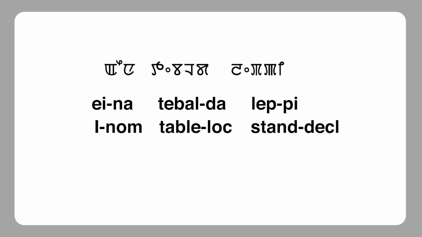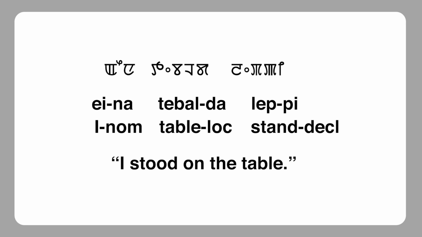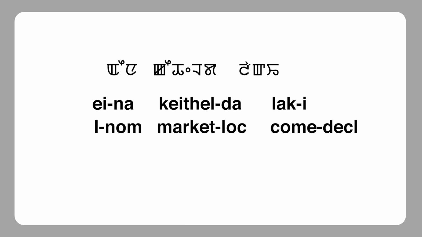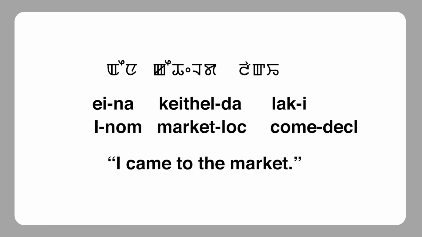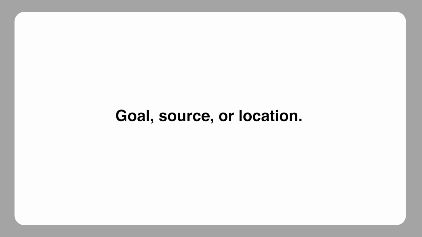Aina tableda lepi. I stood on the table. Aina kaithelda lai. I came to the market. In such constructions, the second argument is not affected in the same way as a person, but rather denotes a special relation such as goal, source, or location. Interestingly, some verbs allow alternations.